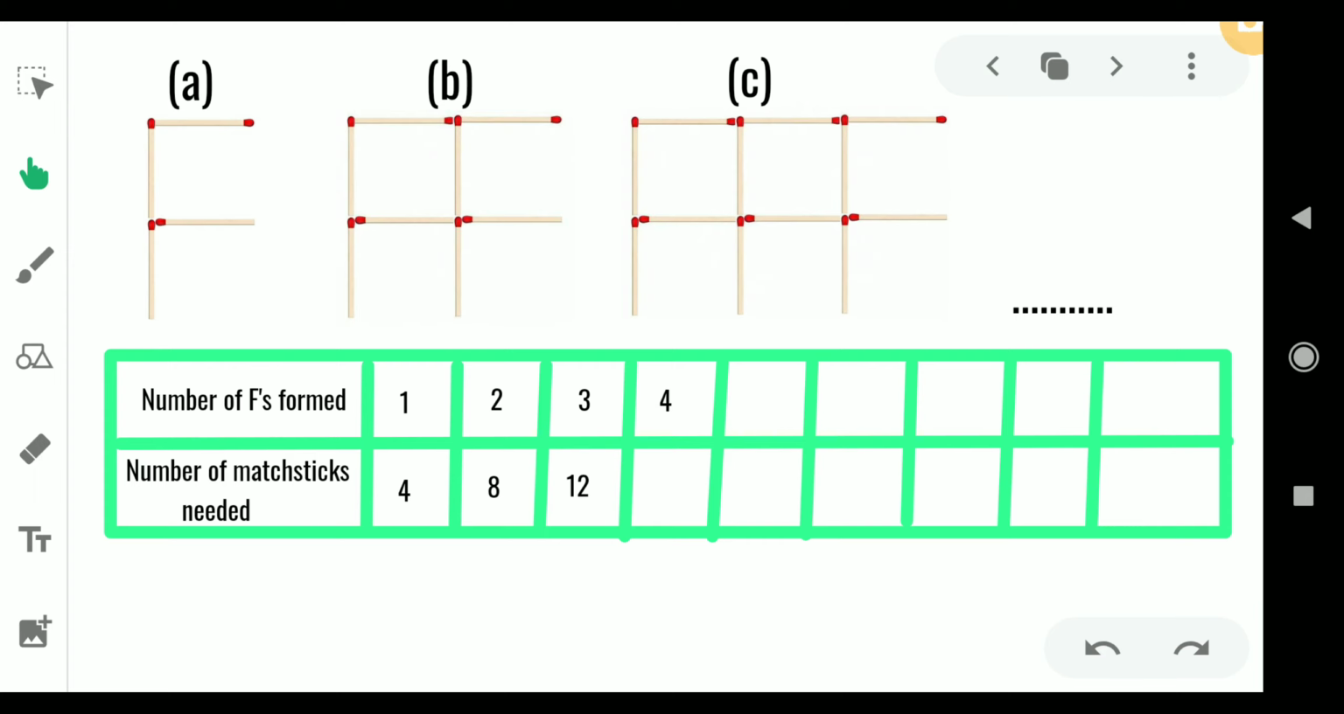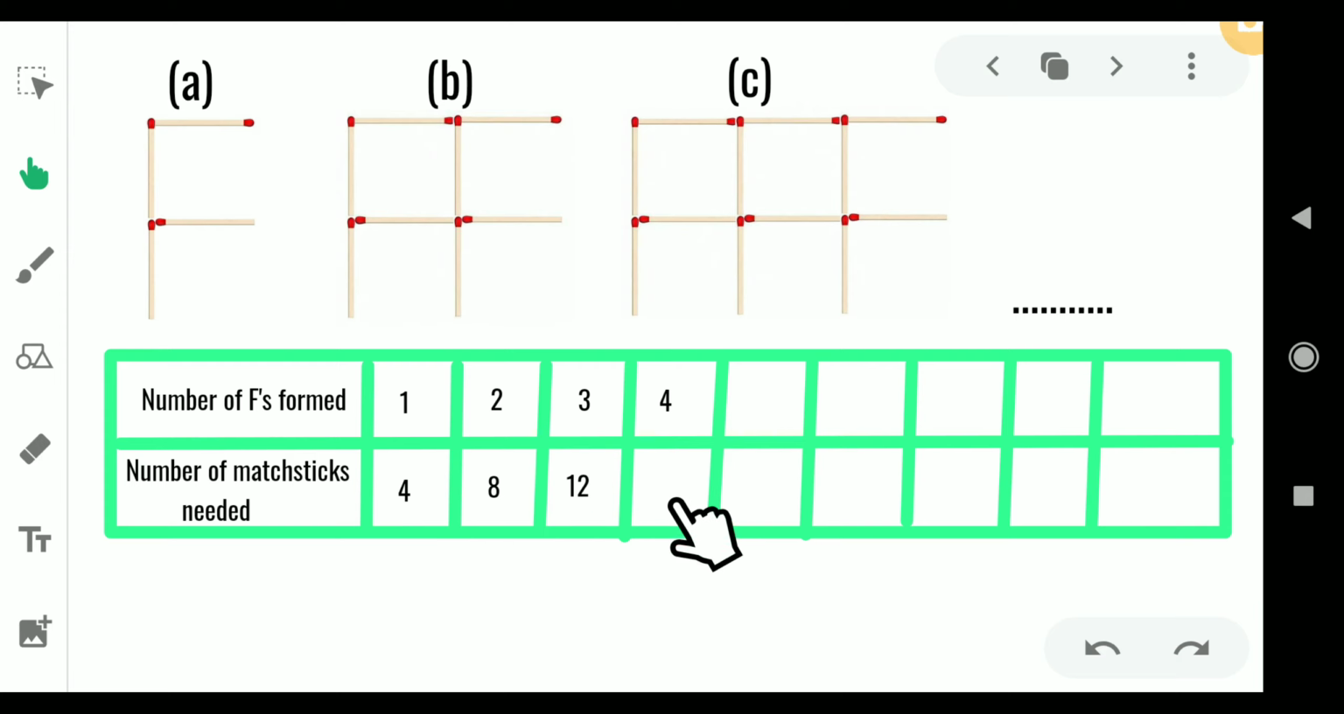Simple. Just look here. What is the relation between this 1 and 4? We can easily figure out that 4 is 4 times of 1. Just come to this situation. What is the relation between this 2 and 8? 8 is 4 times of 2. Correct? And what is the relation between 12 and 3? So 12 is 4 times of 3, or else 3 times of 4 is 12. 2 times of 4 is 8. Similarly, 1 times of 4 is 4.